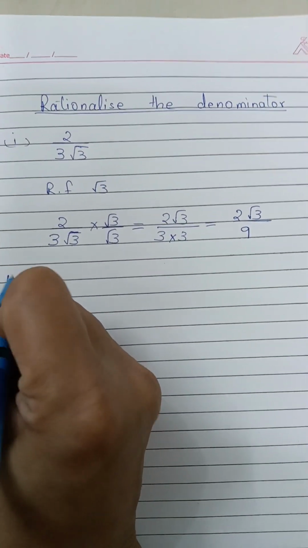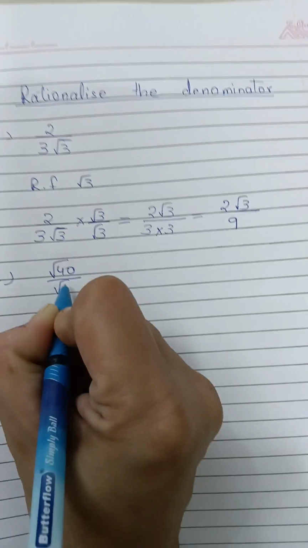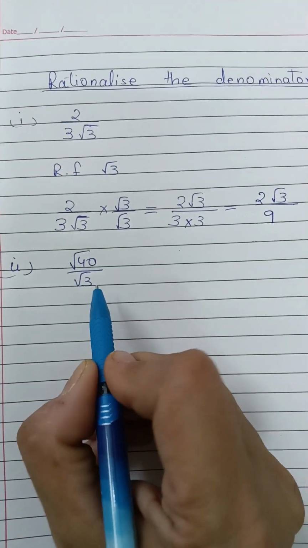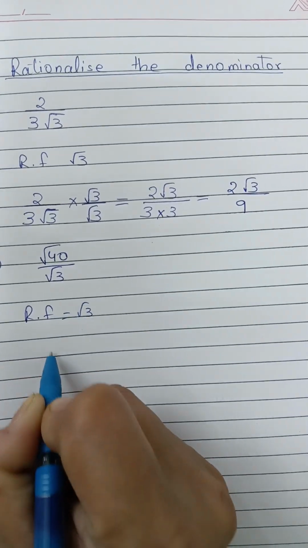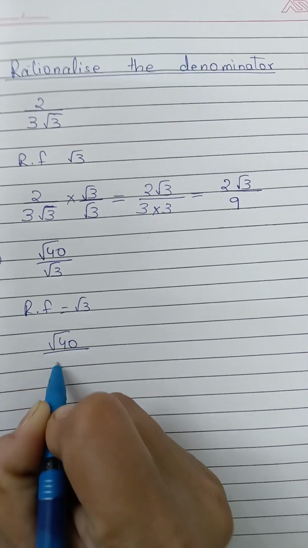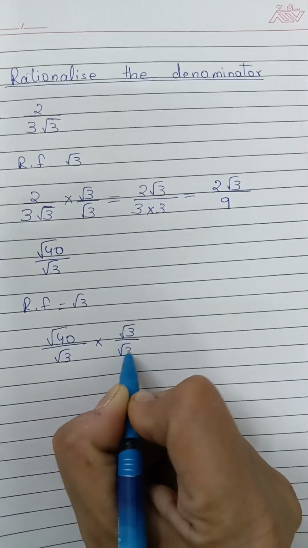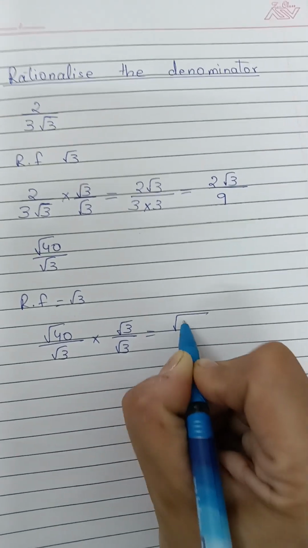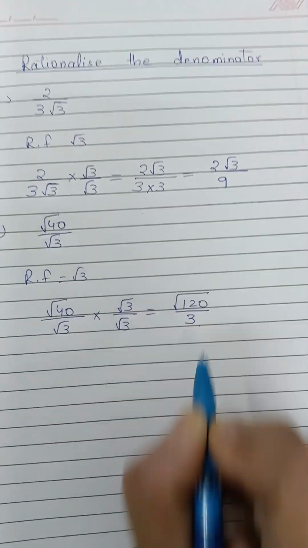The second one is root 40 upon root 3. So root 40 upon root 3, again what is the rationalizing factor? It is root 3. So what I am going to do is multiply this both numerator and denominator with root 3. So I have root 120 upon 3. Root 3 into root 3 makes it a 3.